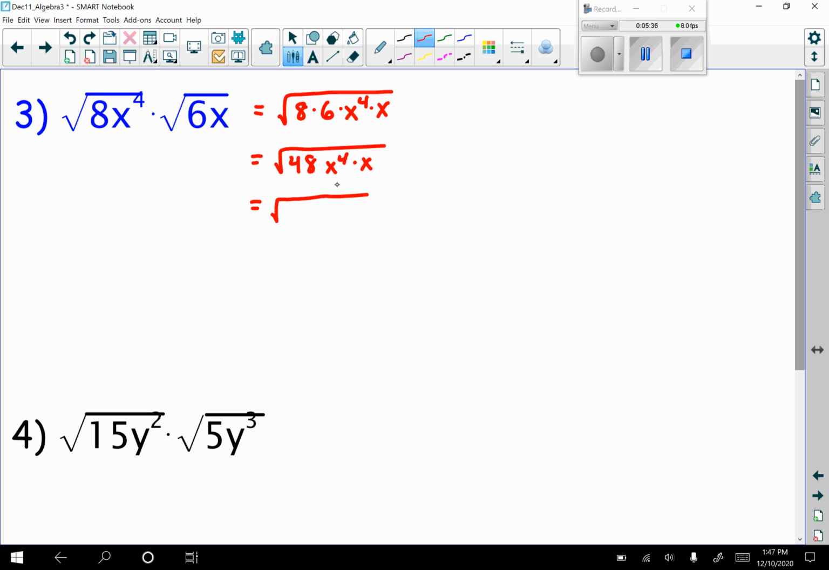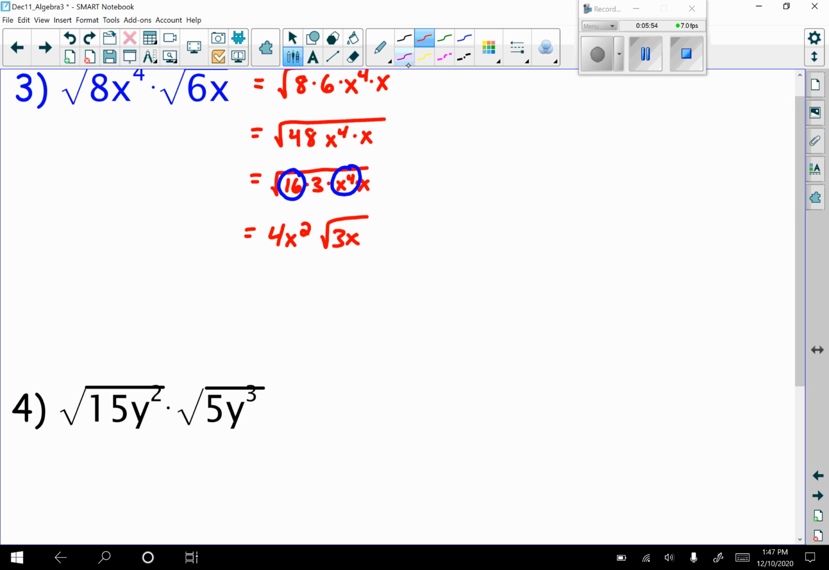And if you recall, when we looked at 48, that was 16 times 3 times x to the fourth times x. So now I could circle the 16 and x to the fourth. So that comes out as a 4x squared, and I have a radical 3x left.